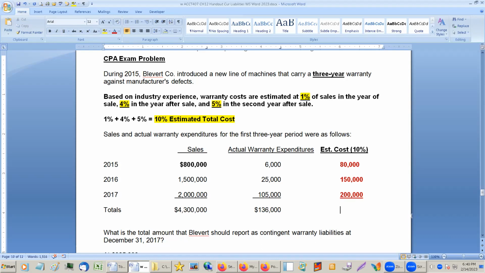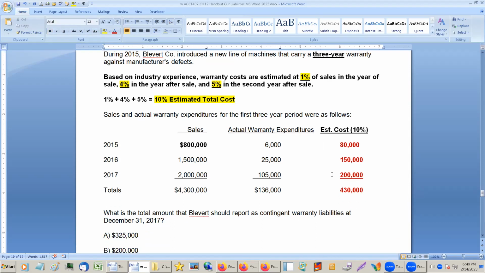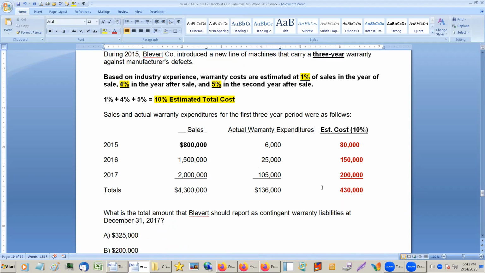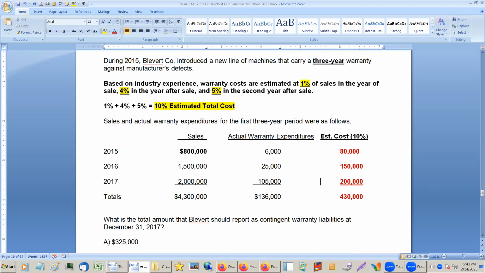Okay, so the totals are, what's that, 430? Let me check. So every year we're going to record the entire 10% right up front.